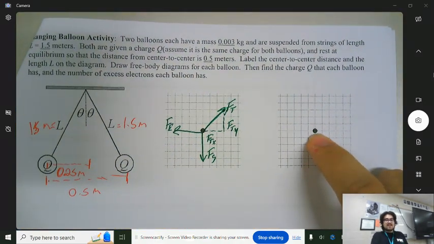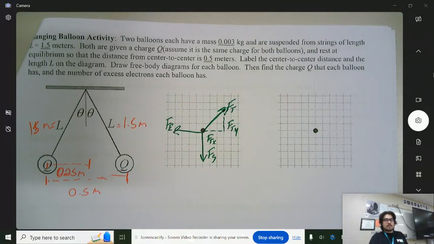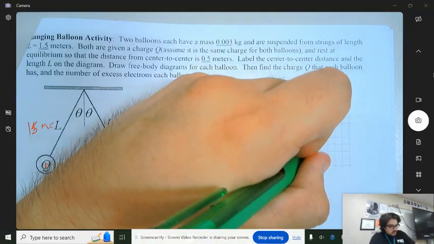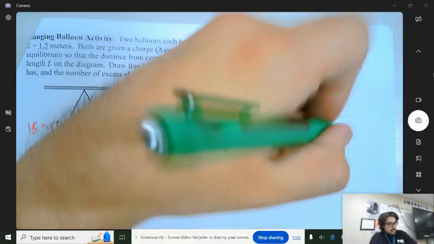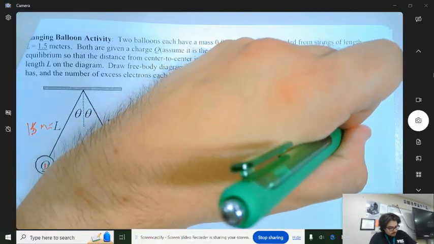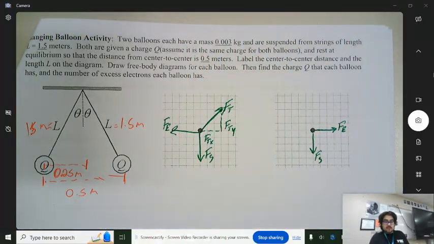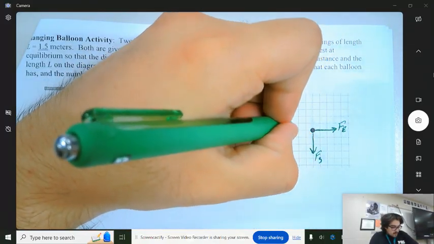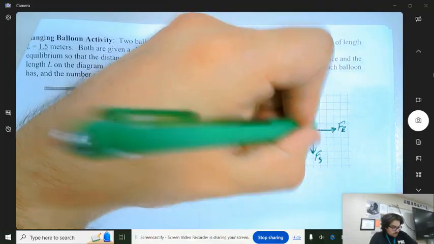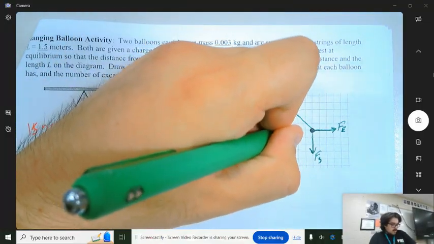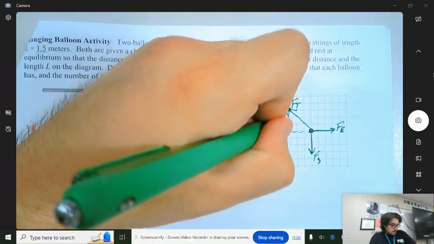This one right here, same thing, but a mirrored image. So it's going to have gravitational force going down, and then force to the right. And then the tension force goes up and to the left this time instead of going up and to the right. Again, a vertical component and a horizontal component.